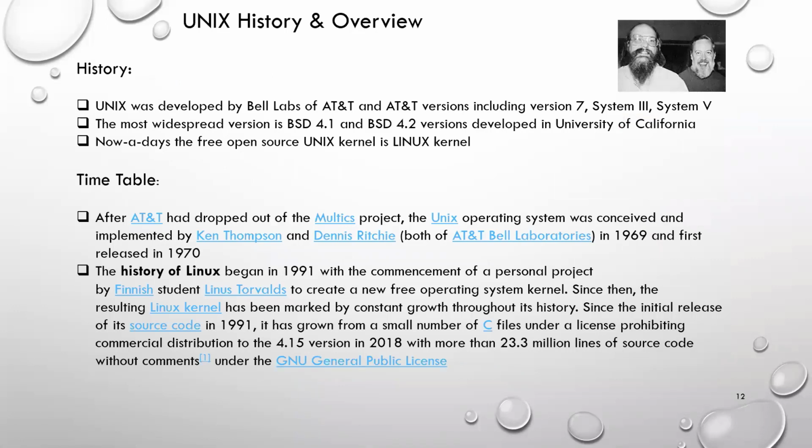So the Unix story, it was developed in Bell Labs of AT&T, including version 7, system 3 and 5. The most widespread version is BSD version 4.2, which was developed at the University of California. Nowadays, the most popular free open source Unix kernel is definitely the Linux kernel.